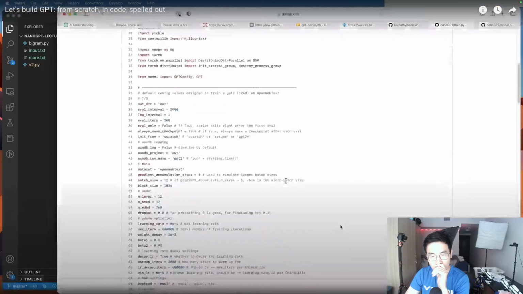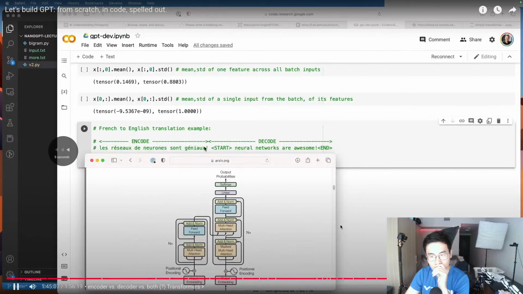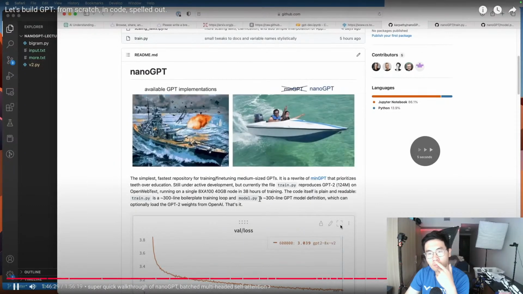So the train.py gets a little bit more hairy. Training the network, which is outside, and then decoder-only transformer is basically 2 files of interest. There's train.py and model.py. Train.py is all the boilerplate code for training the network.